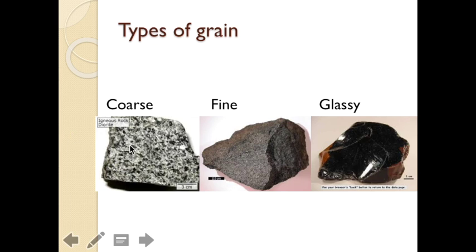So we could take a look. Coarse grain, you can physically see the difference between the grains. Fine grain, you can tell that it has different grains, but again, it's a lot harder and they're a lot smaller, so it's harder to tell. And then glassy, it cools so quickly that you can't really tell the difference from one grain to the next.